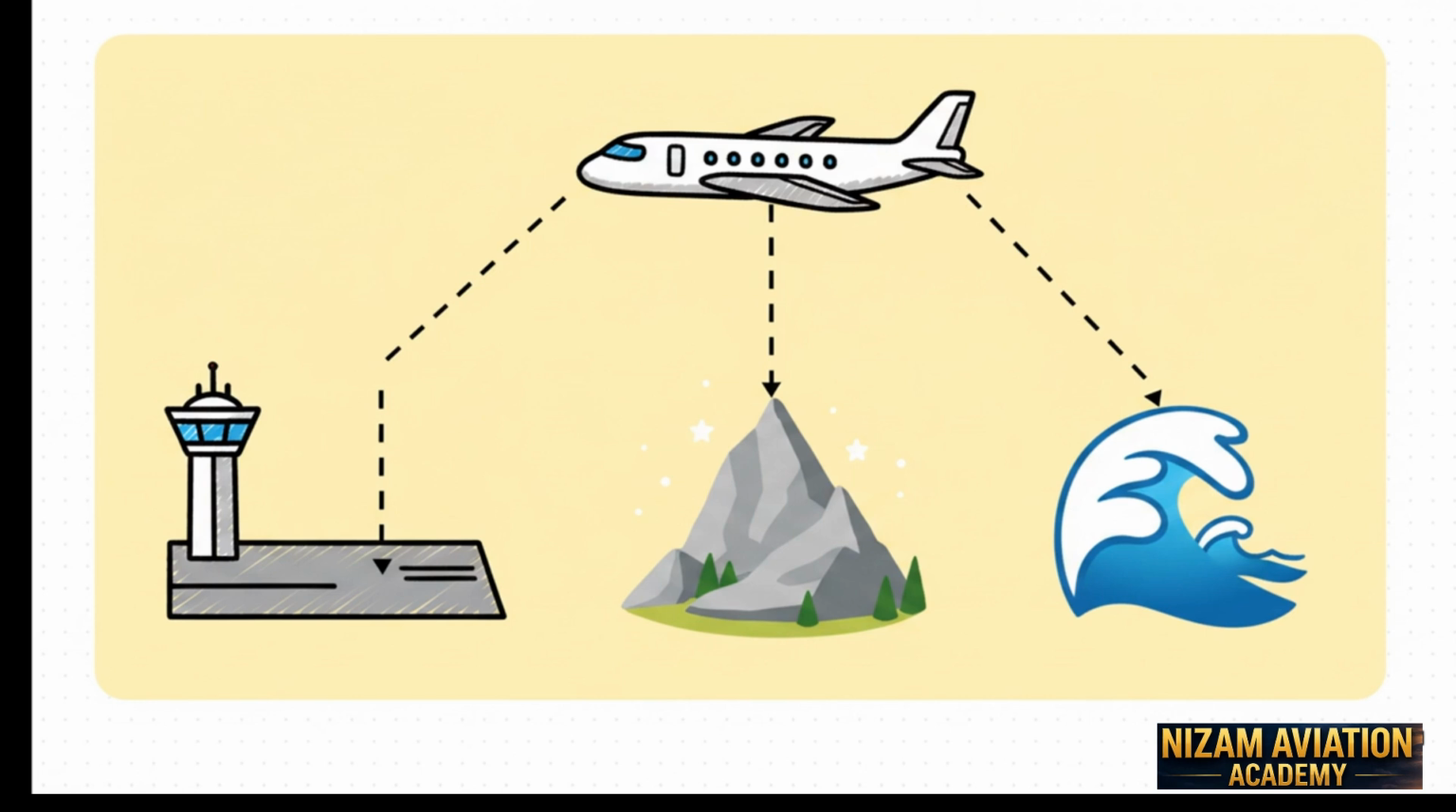First, we have AAL, which is above aerodrome level. That just means how high you are relative to the specific airport you're trying to land at. Then there's AGL, above ground level, how high you are over the specific terrain immediately beneath the plane. And finally, AMSL, above mean sea level, your absolute altitude relative to the world's oceans.